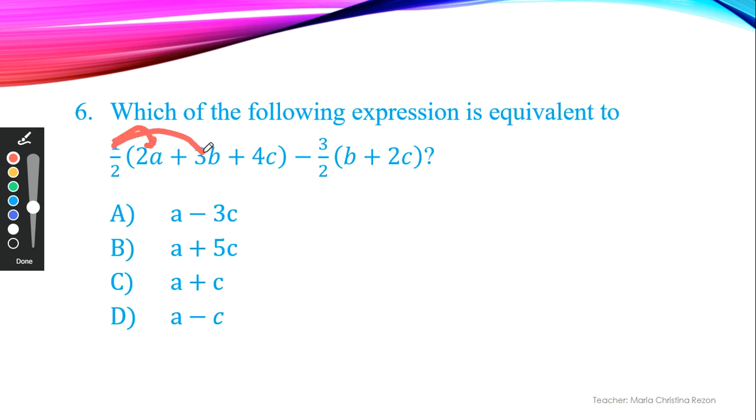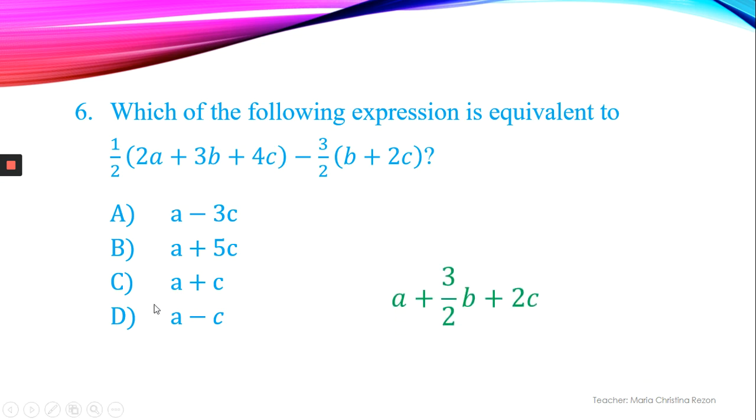And then you have to multiply it there, so what will be our result? So you have, okay, a plus 3 over 2b. Where did we get a? That is 1/2 times 2a. And then 3 over 2b, that is 1/2 times 3b. And then you have 2c, because 1/2 of 4c is 2c.